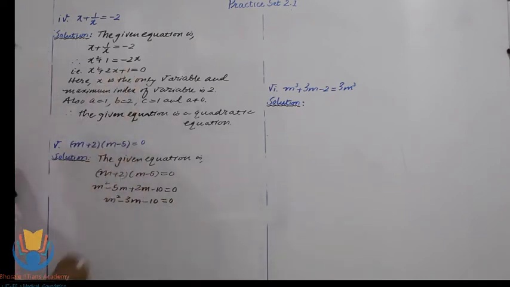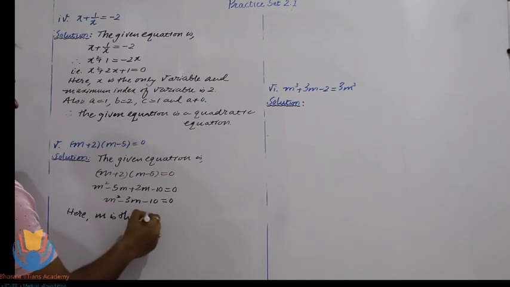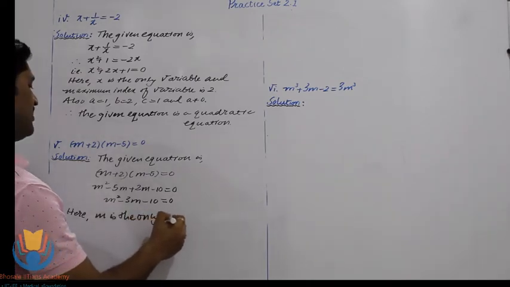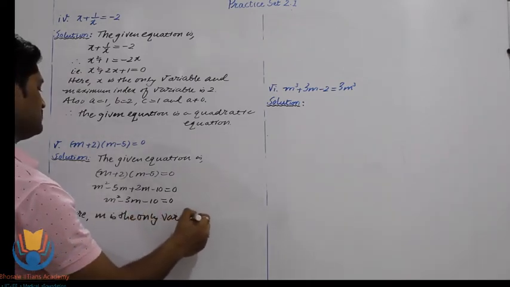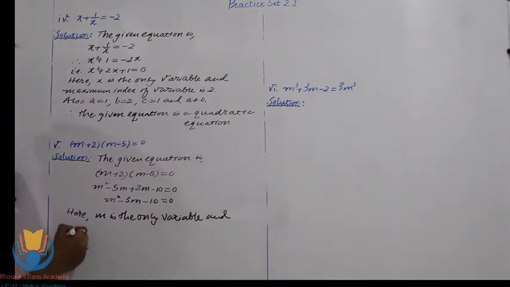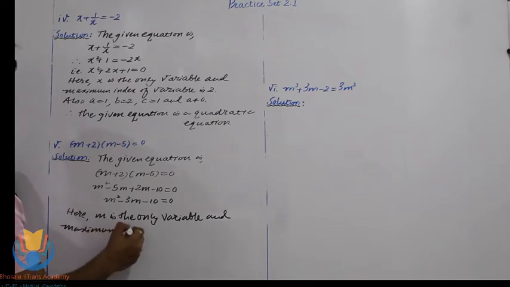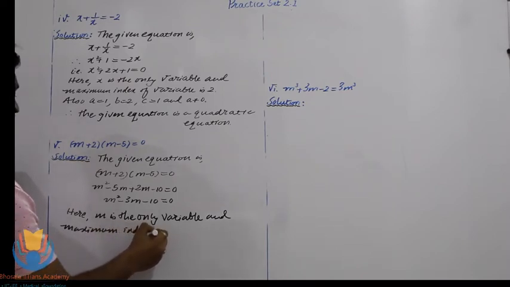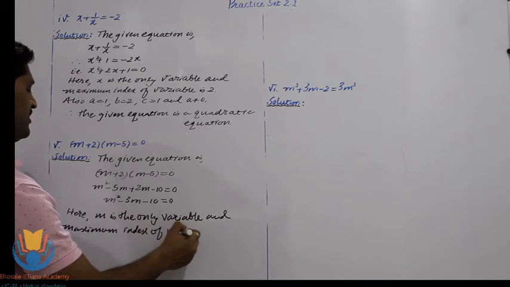Again we will copy all those things. Here m is the only variable and the maximum index of the variable is 2.